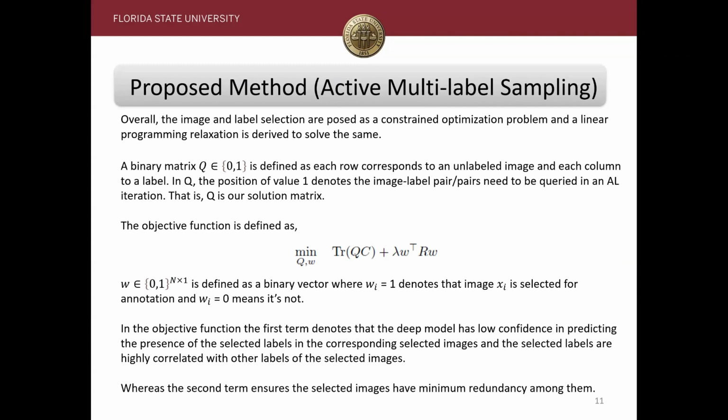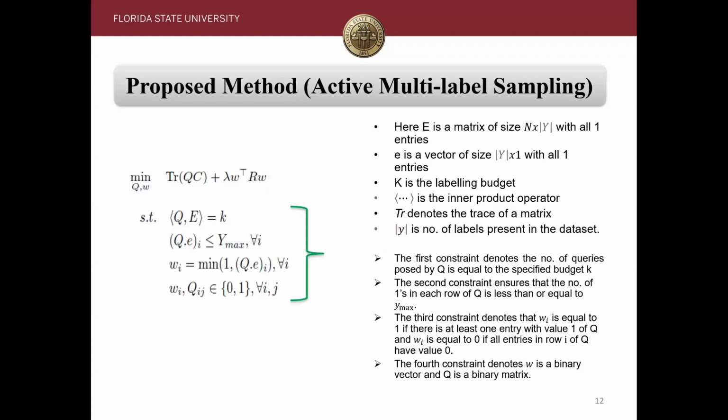In the objective function, the first term, that is Tr(RQC), denotes that the deep model has low confidence in predicting the presence of the selected labels in the corresponding selected images, and the selected labels are highly correlated with other labels of the selected images. Whereas in the second term, we basically ensure that the selected images have minimum redundancy among them. So we'll talk a little further on this as well.